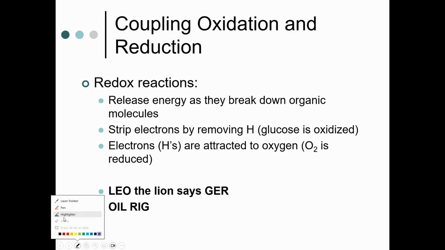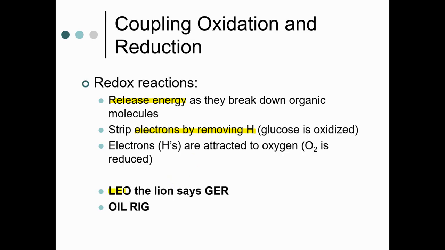You can't oxidize one thing without reducing another, so they go together. And so in a redox reaction, they are going to be releasing energy as they break down molecules. So they're going to be taking electrons and moving them with that hydrogen. In the case of cellular respiration, we are oxidizing glucose, and then the electrons are going to go to oxygen, where we are reducing them.